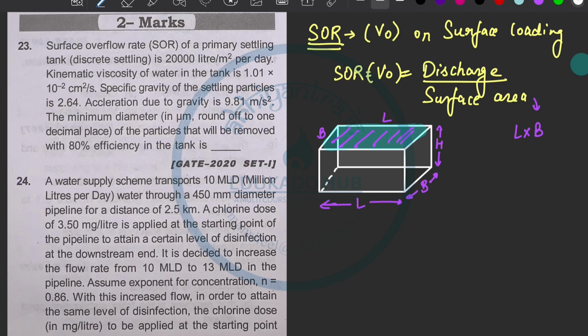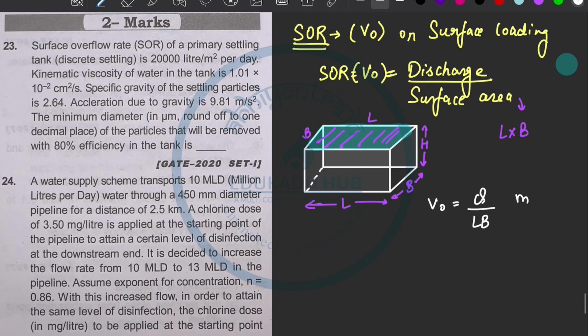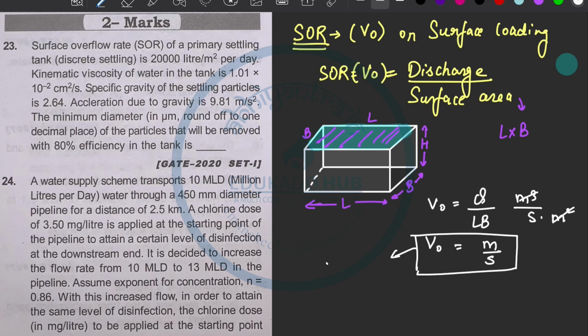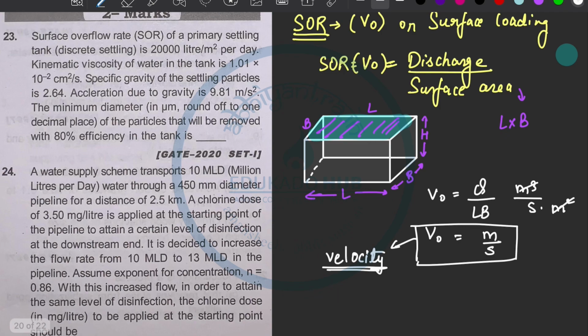Now surface overflow rate, that means V naught, is simply discharge upon L into B, right? Discharge is in meter cube per second and area is in meter square, so this surface overflow rate comes out to be meter per second. That means surface overflow rate or the surface loading is nothing but a velocity. It is a unit of velocity. What kind of velocity is this? It is defined as the flow velocity at which the sedimentation tank is designed to operate.